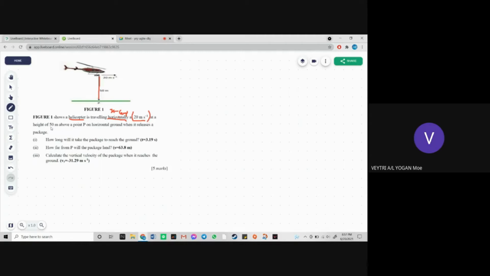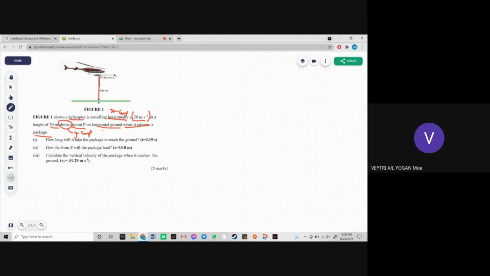At a height of 50 meters above point B. Okay. Helikopter tu berada di mana? 50 meter above. Kalau dia cakap above apa? Y component. That is how you identify data. Data adalah paling penting you kena extract daripada soalan. Next. On horizontal ground when it releases a package. Maksud dia 50 meter above the ground, dia release a package. Okay. Yes, the helicopter is positive 50 meters above the ground.